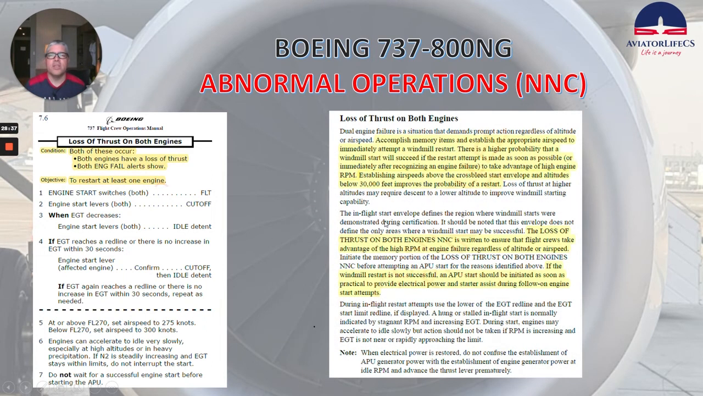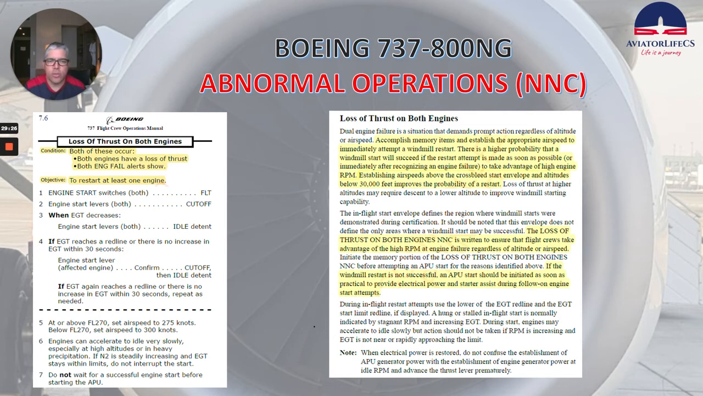So what the FCTM says about loss of thrust on both engines. Accomplish memory items and establish the appropriate airspeed to immediately attempt a windmilling restart. There is a higher probability that a windmilling start will succeed if the restart attempt is made as soon as possible, or immediately after recognizing an engine failure. To take advantage of high engine RPM, establishing airspeeds above the crossbleed start envelope and altitudes below 30,000 feet improve the probability of a restart.